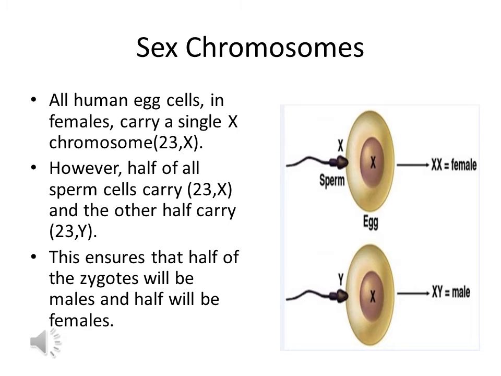However, half of all sperm cells carry 23X and the other half carry 23Y. This ensures that half of the zygotes will be males and the other half will be females. So let's say, for example, when a sperm cell containing an X chromosome enters an egg cell containing another X chromosome, the zygote will be a girl. However, if a sperm cell containing a Y chromosome enters an egg cell which already has an X chromosome, the result will be a boy.